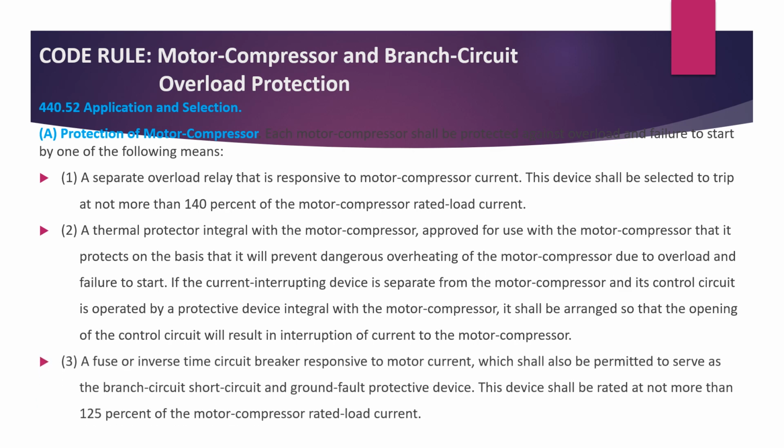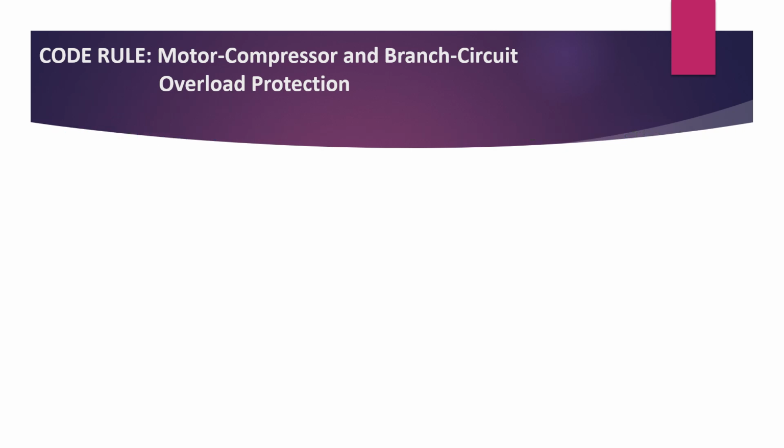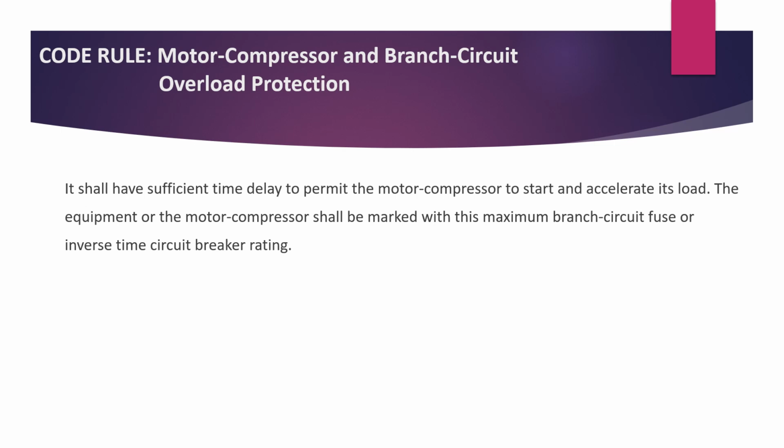Number 3, a fuse or inverse time circuit breaker responsive to the motor current, which shall also be permitted to serve as the branch circuit, short circuit, and ground fault protective device. This device shall be rated at not more than 125% of the motor compressor rated load current, and it shall have sufficient time delay to permit the motor compressor to start and accelerate its load. The equipment or the motor compressor shall be marked with this maximum branch circuit fuse or inverse time circuit breaker rating.